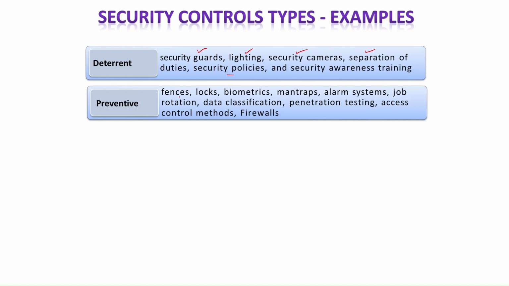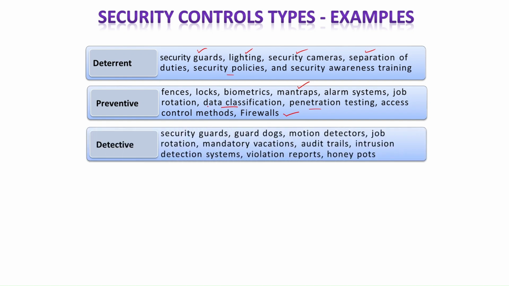Preventive controls include fences, locks, biometrics, man traps, alarm system, job rotation, data classification, penetration testing, access control methods, and firewall. So you can see that these control types include multiple categories. Here we can see that this is the technical category, this is physical, and we can also see some managerial as well. So the detective control examples include the security guards.